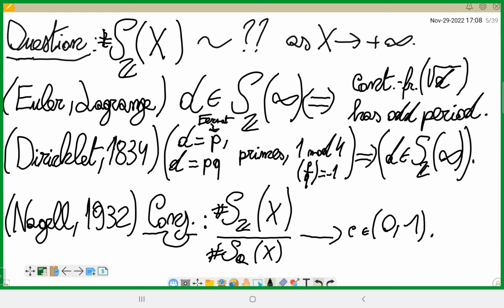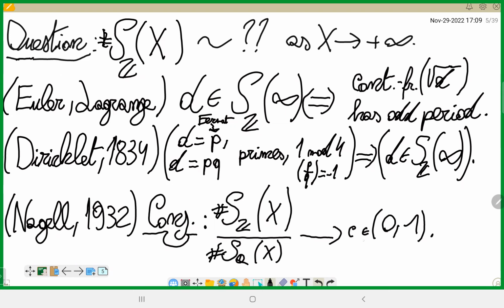And the question we are interested in, though, is what is the correct order of magnitude? Is it much bigger than this? And as I will explain very soon, these examples of Dirichlet were in some sense expected to be 0%, in the sense of a conjecture made by Nagel that the relative proportion of the set S_Z(X) inside S_Q(X) should actually converge to some real number C between 0 and 1, which Nagel in the 30s did not specify. So C was not specified.